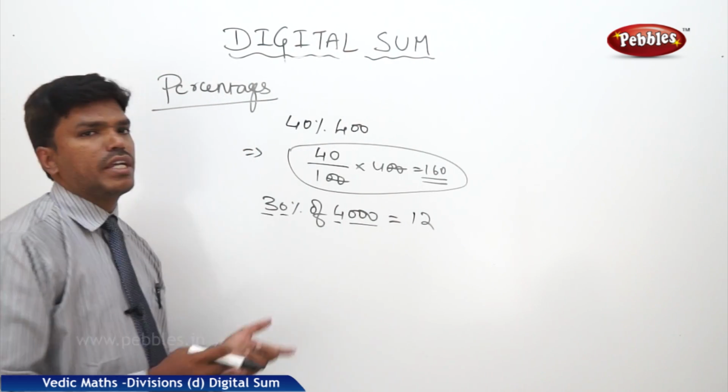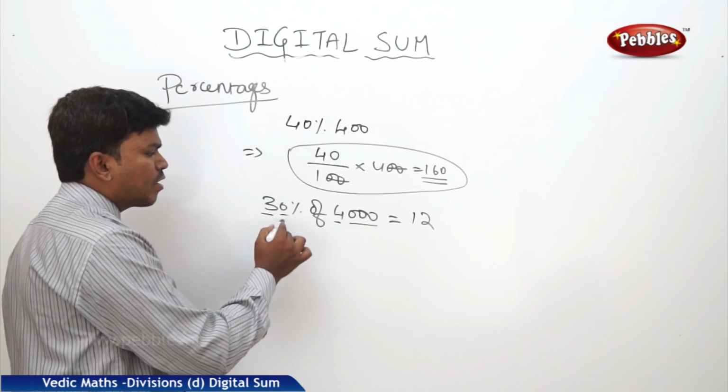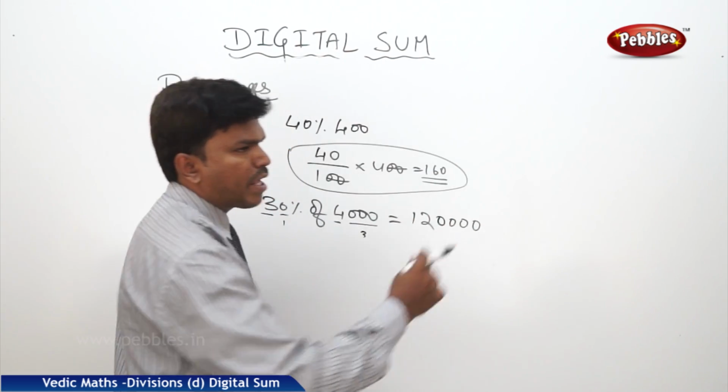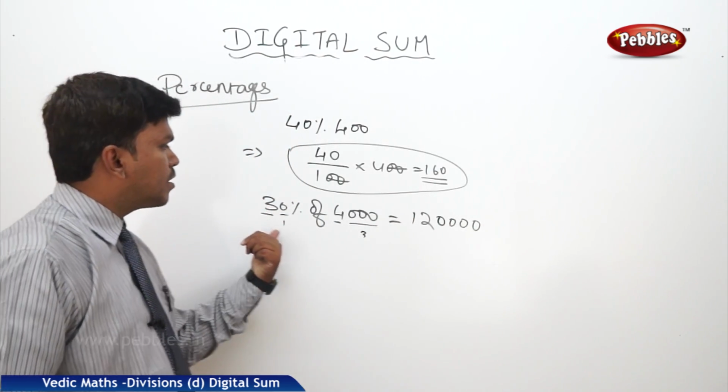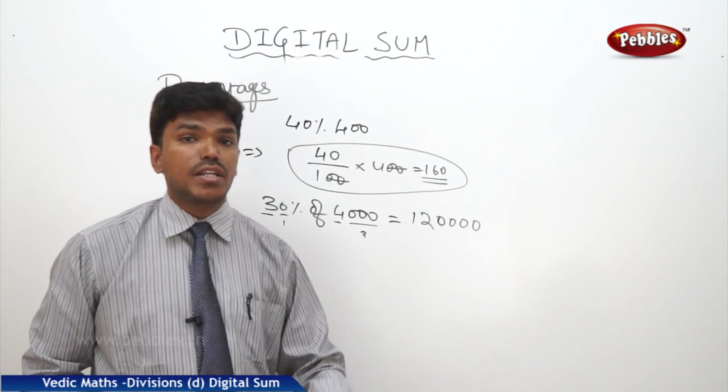Since both the numbers are easy, what I am doing? I am simply putting 3 into 4, 12. And how many zeros are here? 1 and here 3. 1 plus 3, 4. So add 4 zeros. I am directly multiplying 30 into 4,000. I got 1,20,000. But here what it is?